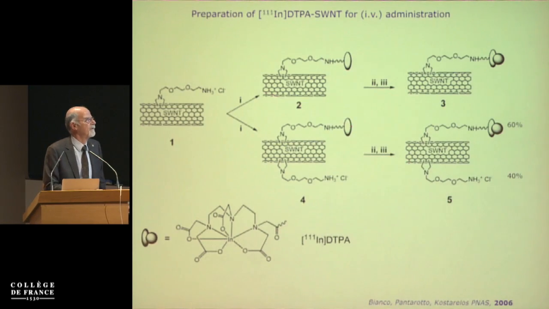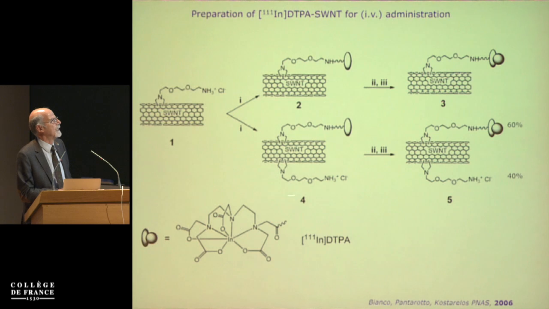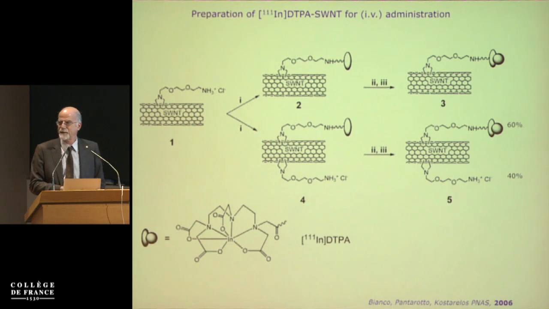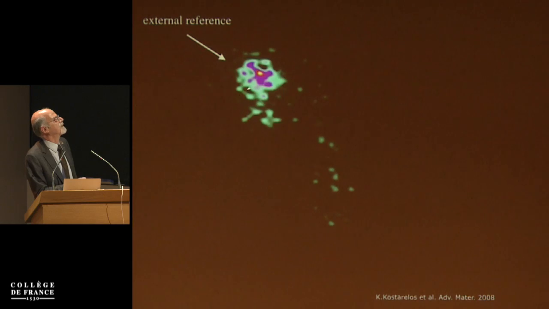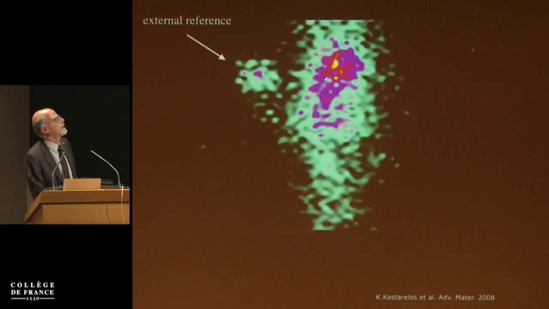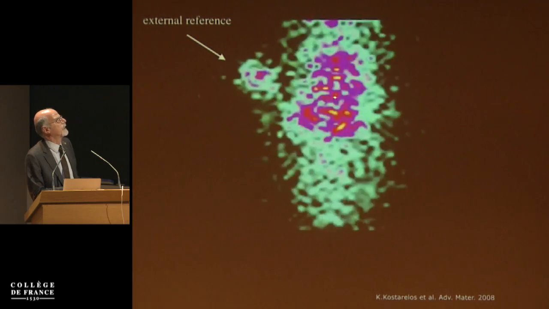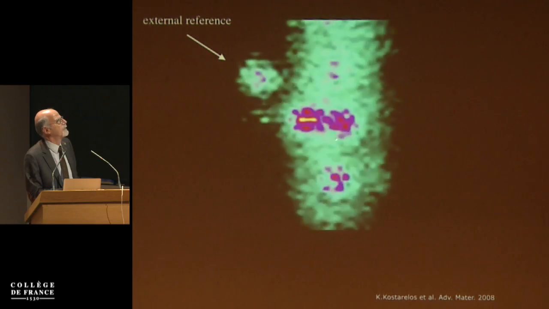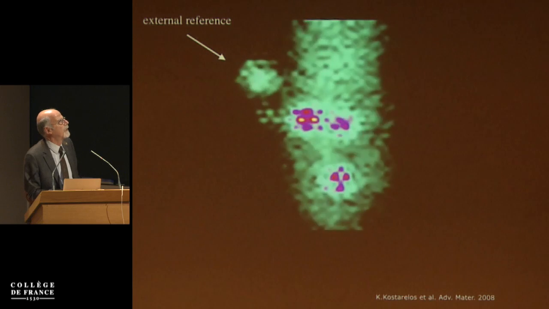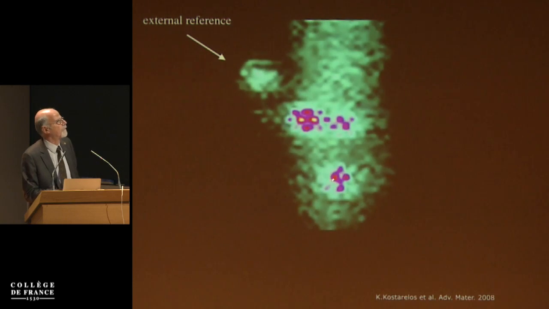And so, for instance, we have used carbon nanotubes labeled with indium-111 by using chemistry. So now the nanotubes are radioactive, and we can follow them inside the body of the animal. And so once they are administered, we can see this is the heart, and then initially it goes into the kidneys, and then from the kidneys to the bladder. So we can follow the metabolism of the nanotubes inside the animal in collaboration with Alberto Bianco and Costas Costarellos.